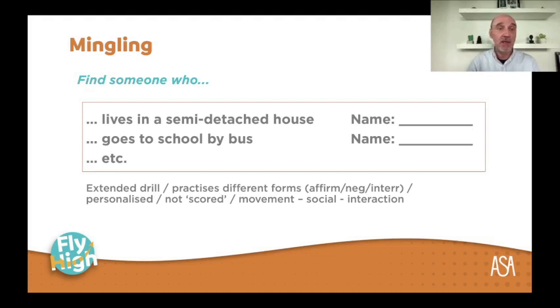You can ask the students who lives in a semi-detached house, and the person who has a name on their list can put their hand up and say, João lives in a semi-detached house, but Diana doesn't live in a semi-detached house. They can give feedback using affirmatives and negatives, and share the information they just learned about their partners and peers and colleagues.